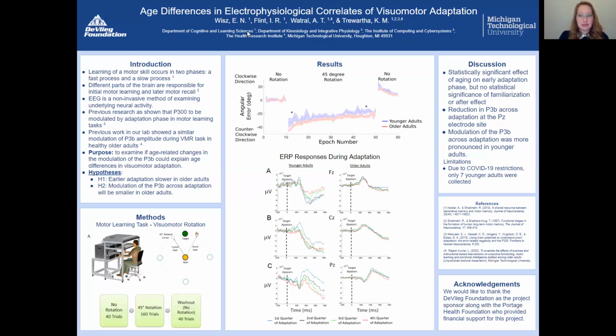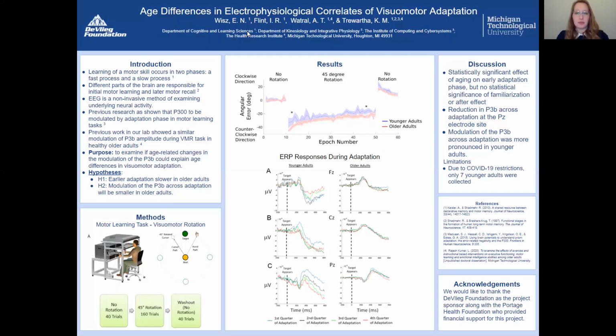We ran a statistical analysis of this P3B modulation by comparing younger and older adults across quartiles of epochs in the adaptation phase. Although the modulation of the P3B is more pronounced in younger adults, the effect was not significant, but this is likely due to the fact that these are preliminary data and sample sizes are small.